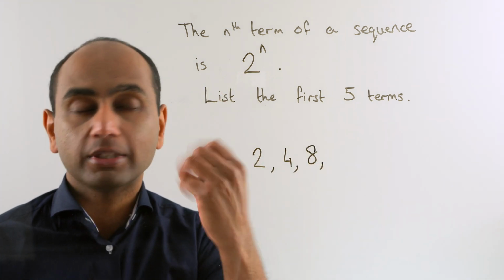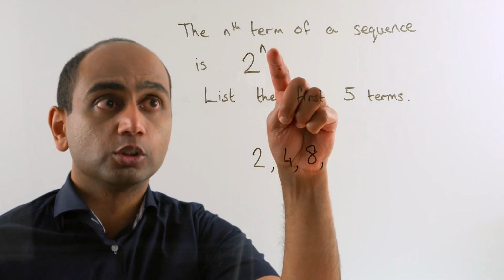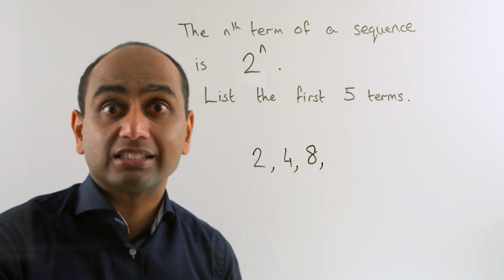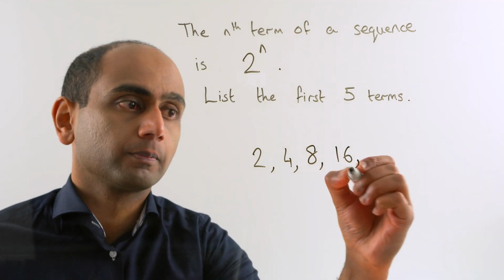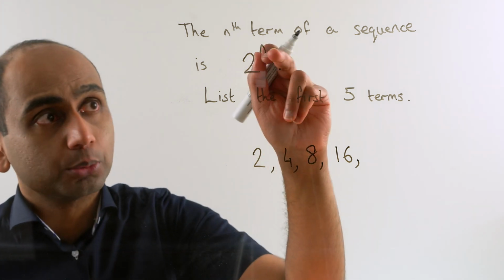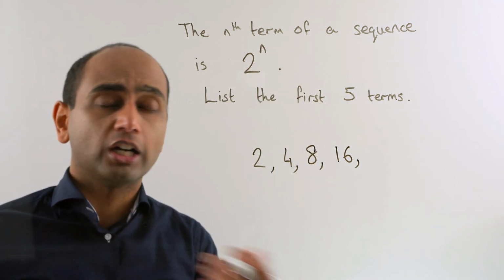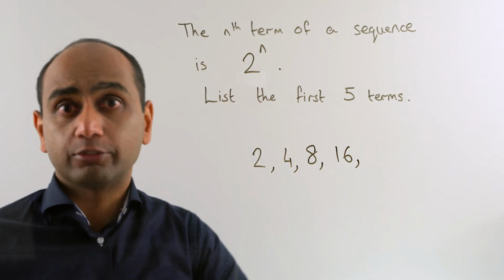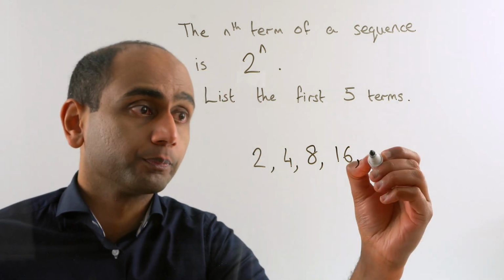The fourth term is what we get when we substitute n equals 4. So 2 to the power of 4, that's 16. And the fifth term of this sequence is what we get when we substitute n equals 5 into here. 2 to the power of 5, that's 2 times 2 times 2 times 2 times 2. And if you work that out, that's 32.